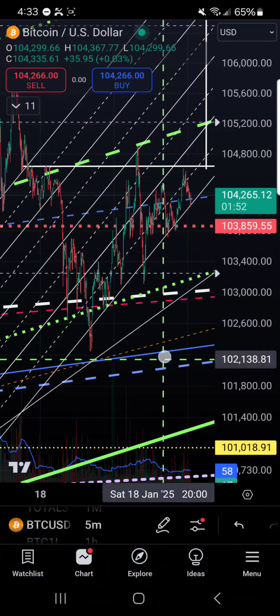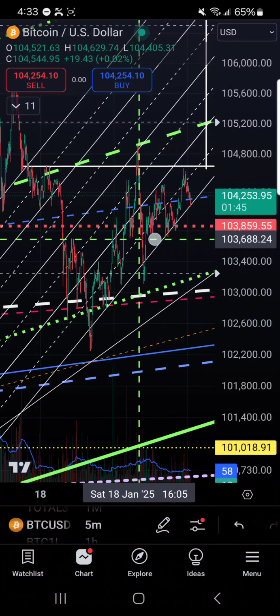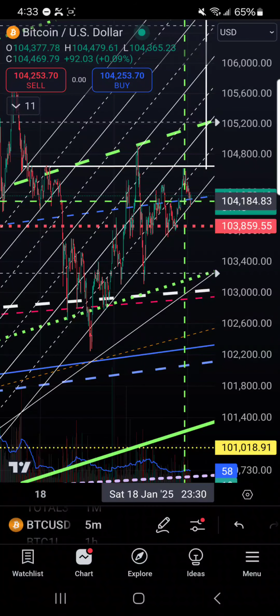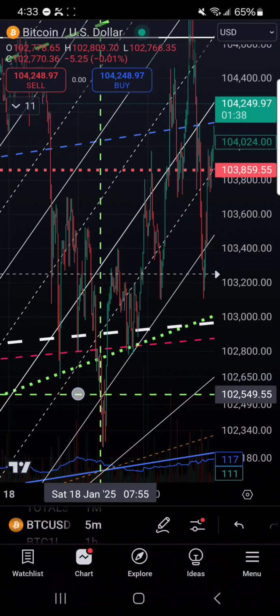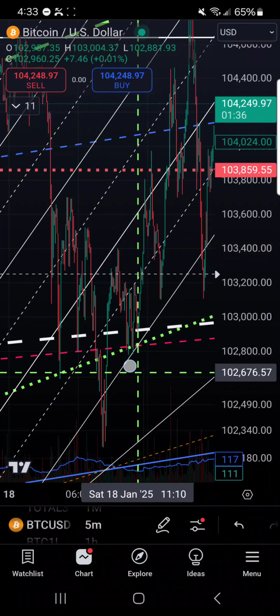Then as you can see here, our green channel held as support while also traveling along our little tiny white channels. You can see here and here and here how this acted as support. We came down a little bit out of it to liquidate some longs, and now we're heading upwards here, and we're getting blocked right here at about 104.6 something.